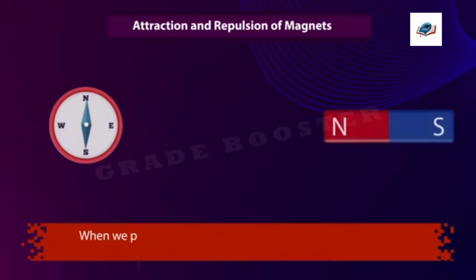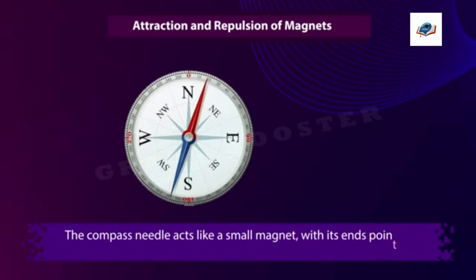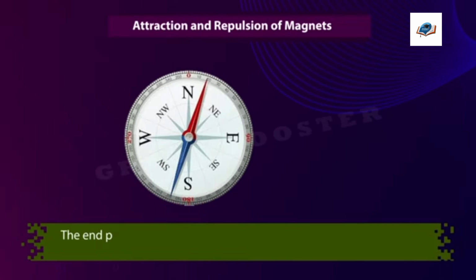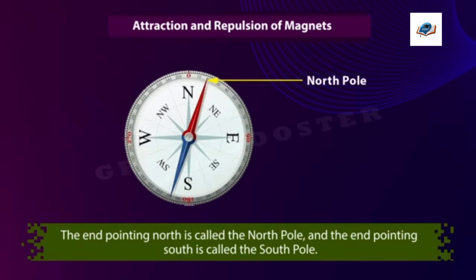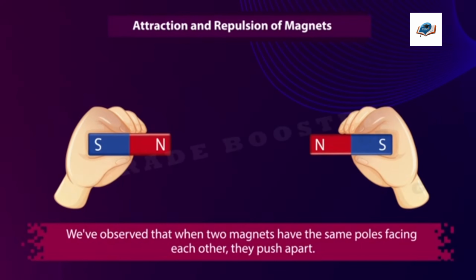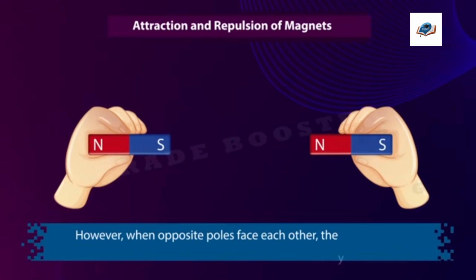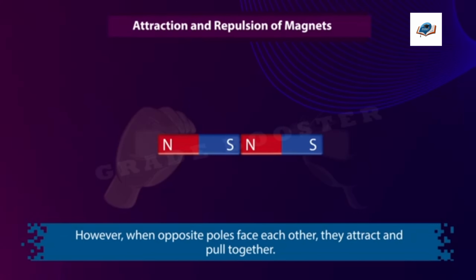When we place a compass close to a bar magnet, the compass needle deflects. The compass needle acts like a small magnet with its ends pointing north and south. The end pointing north is called the North Pole and the end pointing south is called the South Pole. We have observed that when two magnets have the same poles facing each other, they push apart. However, when opposite poles face each other, they attract and pull together.